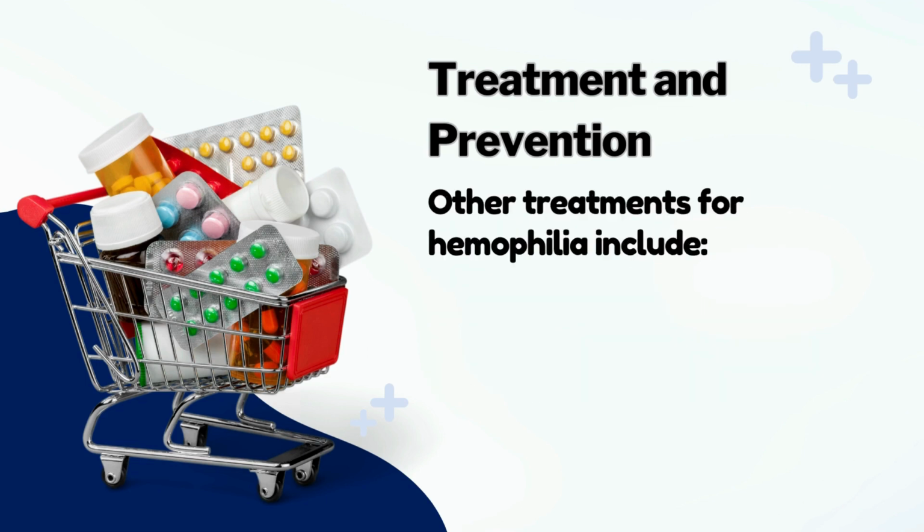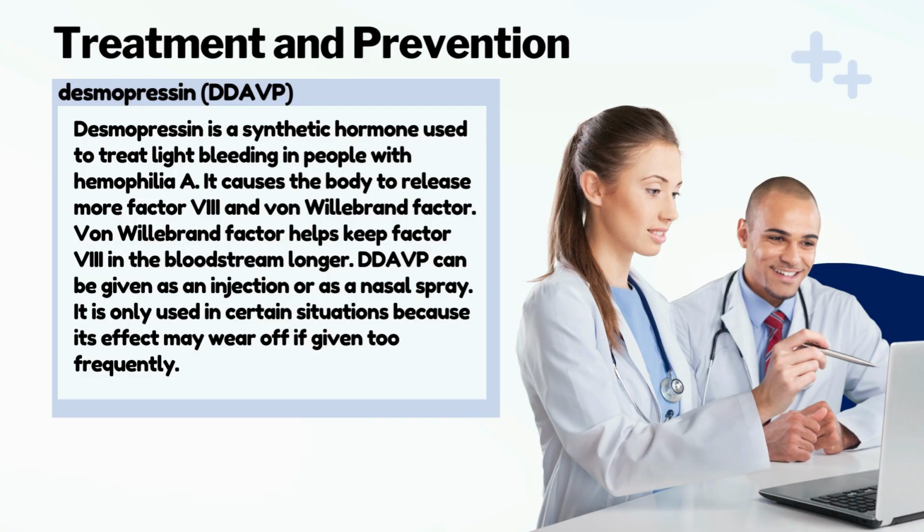Other treatments for hemophilia include desmopressin, DDAVP. Desmopressin is a synthetic hormone used to treat mild bleeding in people with hemophilia A. It causes the body to release more factor 8 and von Willebrand factor. Von Willebrand factor helps keep factor 8 in the bloodstream longer. DDAVP can be given as an injection or as a nasal spray. It is only used in certain situations because its effect may wear off if given too frequently.